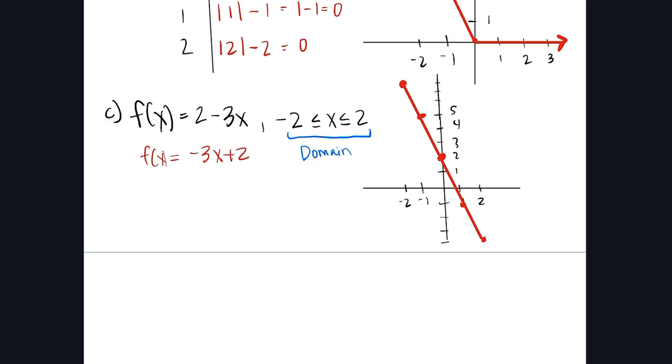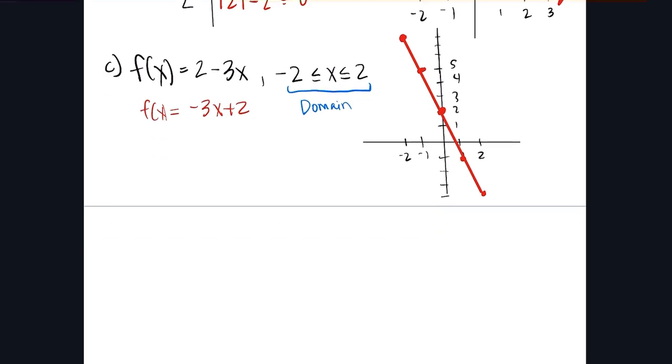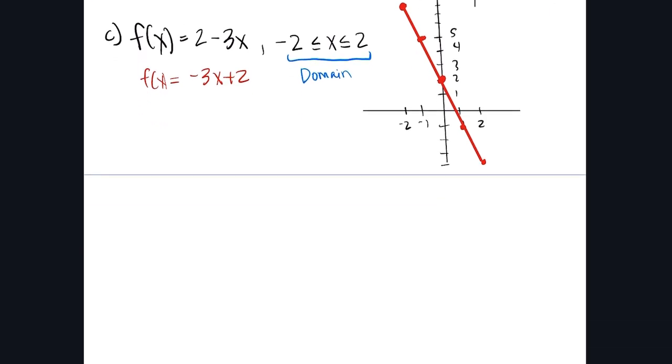So the last thing that we're going to look at, we're going to look at a piecewise function. Or at least for this little piece. And then we're going to talk about what it means if a graph is a function. And then we'll do 2.3.